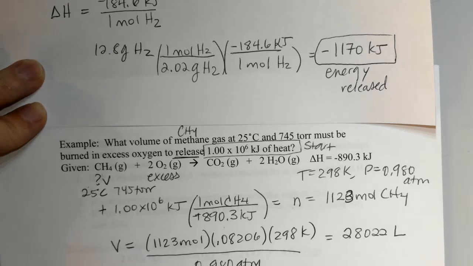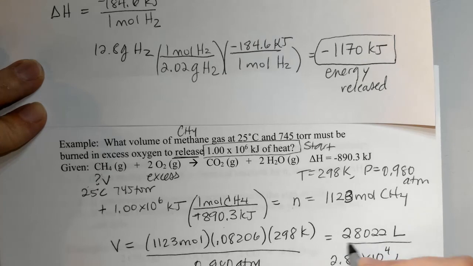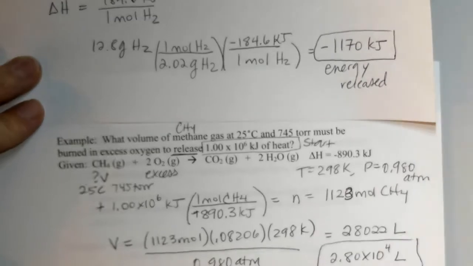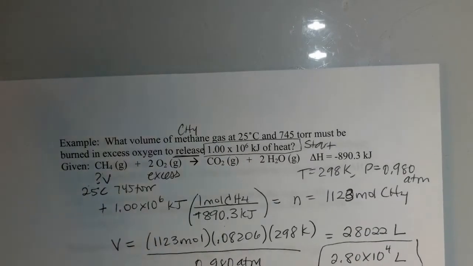Alright, and so then in order to get this into 3 significant figures, I'm going to have to use scientific notation. 2.80 times 10 to the 4 liters. That would be my volume of methane I would need to produce 1 times 10 to the 6 kilojoules of heat, right, to release that much heat.